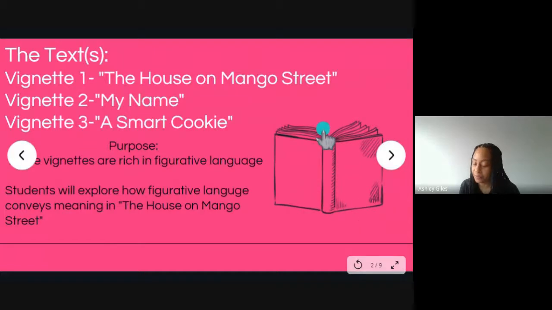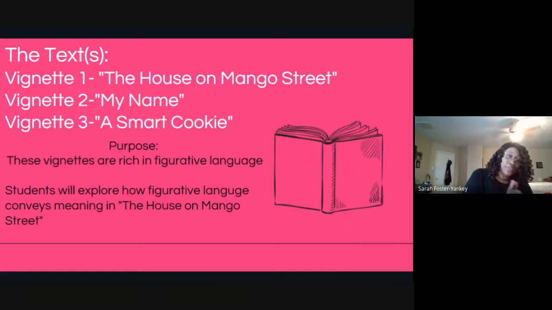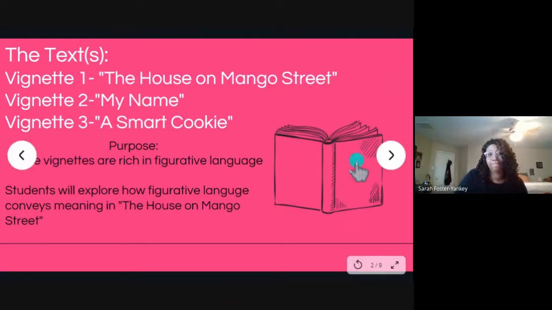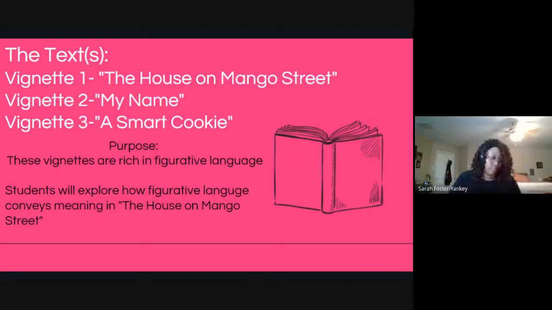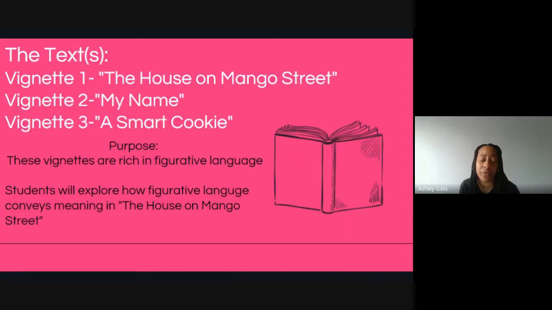So we have vignette 1, going back to The House on Mango Street, 2, My Name, and 3, Smart Cookie, which we just read in the previous lesson. Students are going back and rereading these vignettes today because they are rich in figurative language. The work you'll see students doing is exploring how figurative language conveys meaning in The House on Mango Street. Since figurative language is a review, the perfect way to review it is with a familiar text. Nothing new. We're going back to the vignettes we've read before.